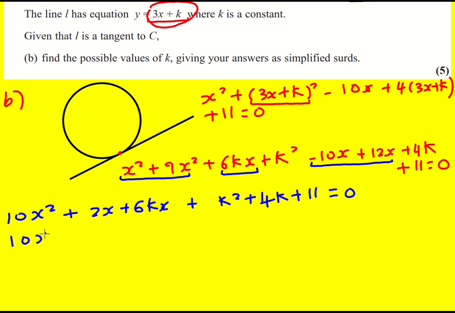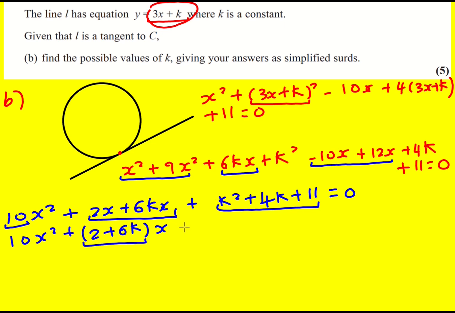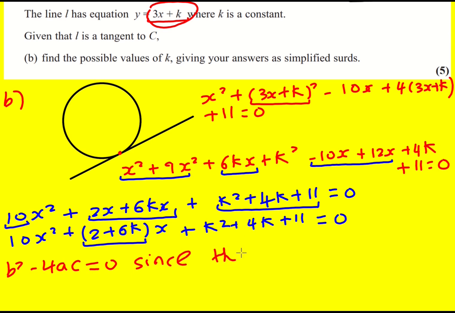Right, there's just one more step I need to do, because I want to be able to use the discriminant. So I need to get my coefficients. a, which I have 10. I've got c, that's going to be this bit here. But I just need to bring this together: 2 plus 6k times x. Now that's going to be my b. b squared minus 4ac, the discriminant, is going to equal 0, since there is one point of intersection.